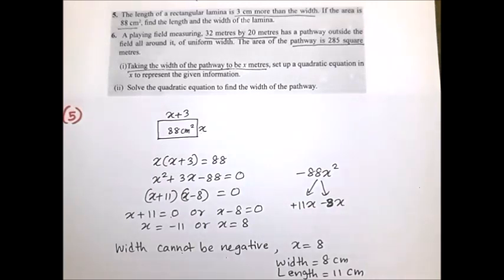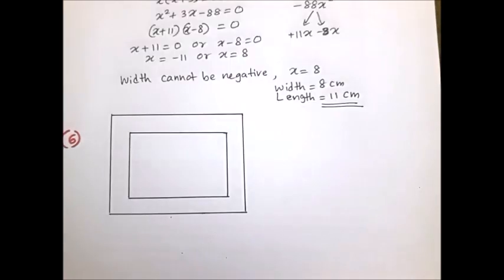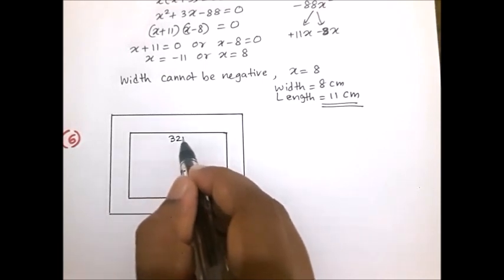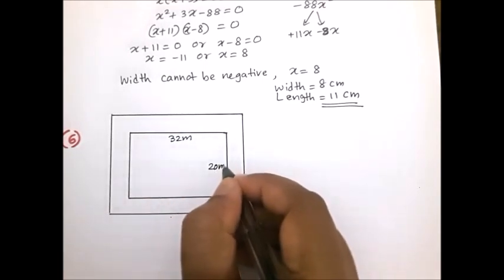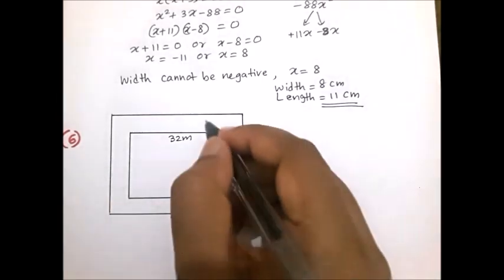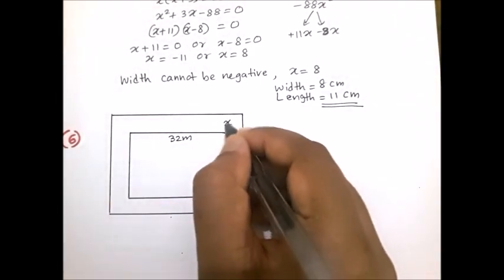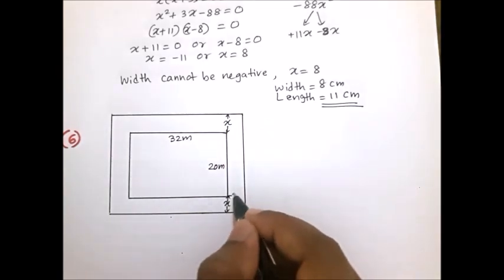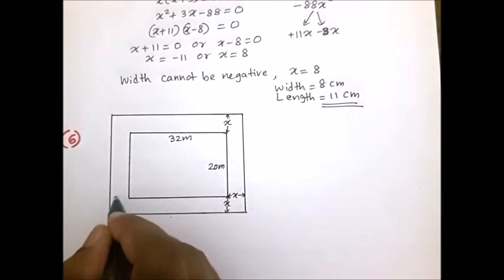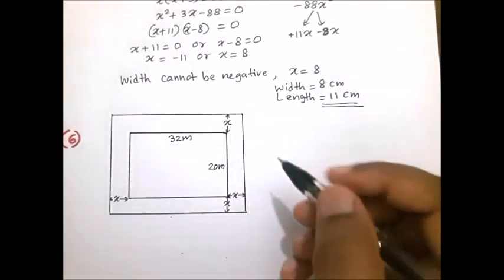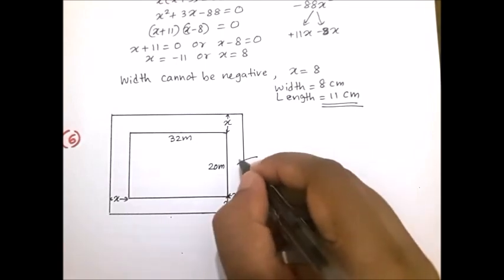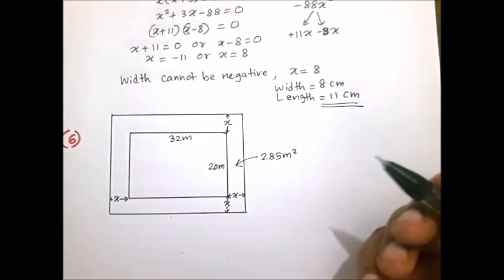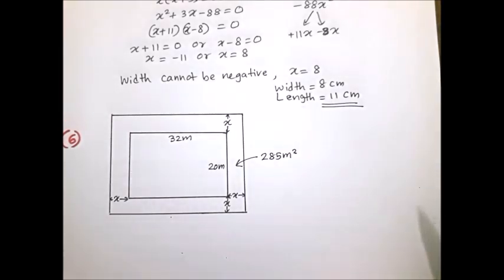I am going to represent this information using a diagram. Length of the playfield is 32 meters and breadth is 20 meters. There is a pathway around it and the width of the pathway is x. Here x. Here also x. These all widths are x. The question says area of this pathway is equal to 285 square meters. Then how can you build a quadratic equation?